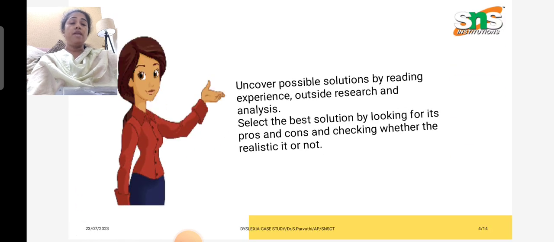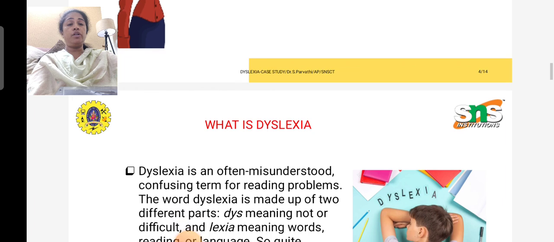Next, you have to uncover possible solutions by reading experience, outside research and analysis. Select the best solution by looking for its pros and cons and checking whether they're realistic or not.